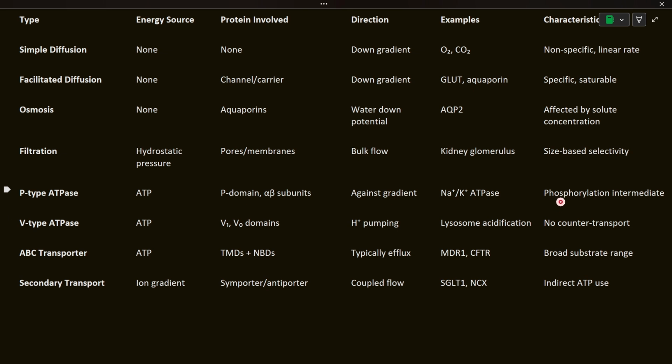The P-type ATPases are the ones where a phosphorylation intermediate exists. Okay, that is the characteristic of P-type. While for V-type, the V stands for vacuolar ATPases, because they are present on the membranes of vacuole-like structures like lysosomes, endosomes, or synaptic vesicles.